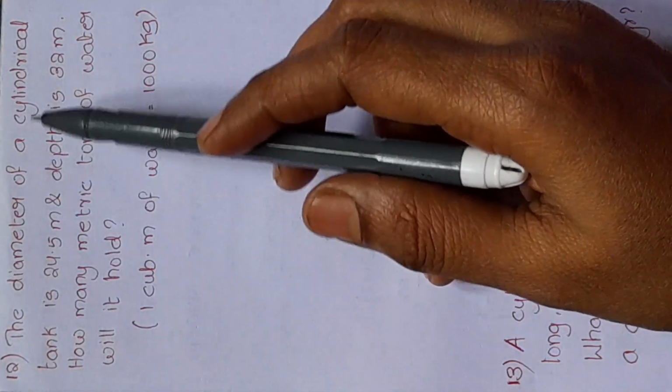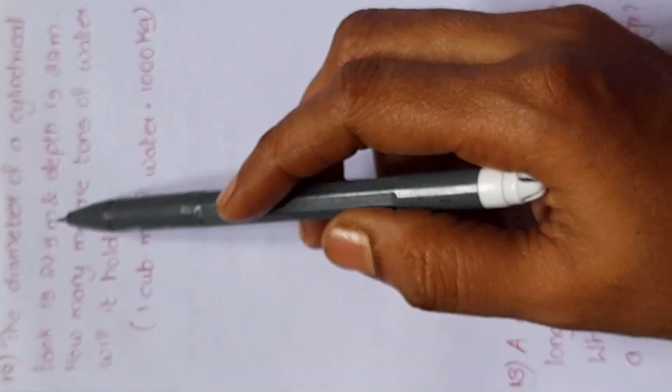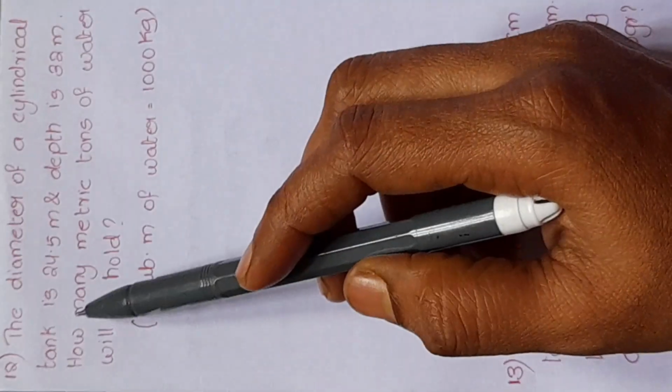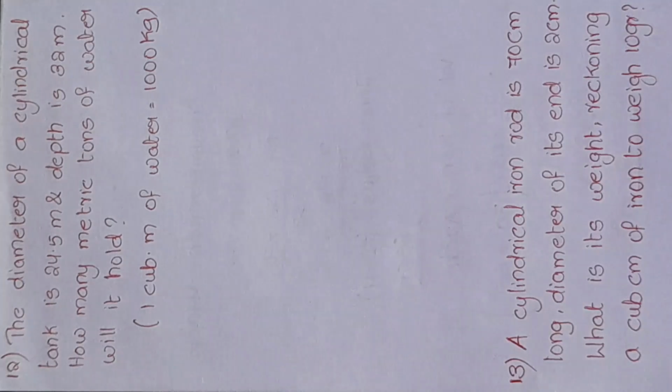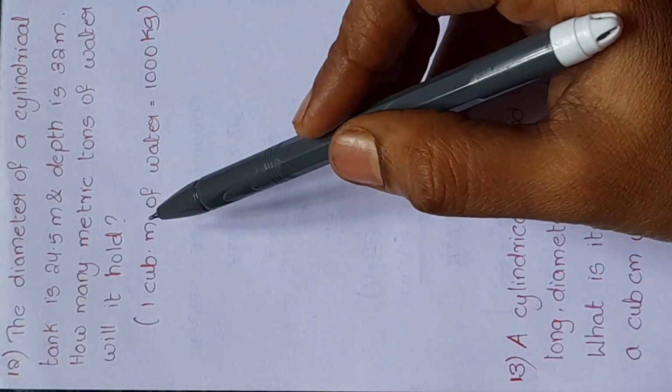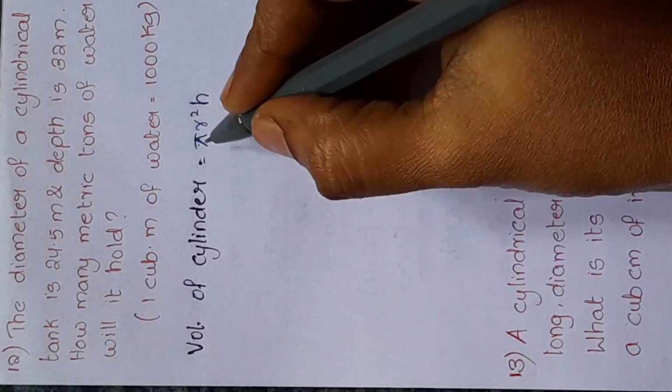12th question. The diameter of a cylindrical tank is 24.5 meters. The depth is 32 meters. How many metric tons of water will it hold? 1 cubic meter of water is 1000 kg. In this question, first we should find the volume of the cylinder. Now, pi r square h.